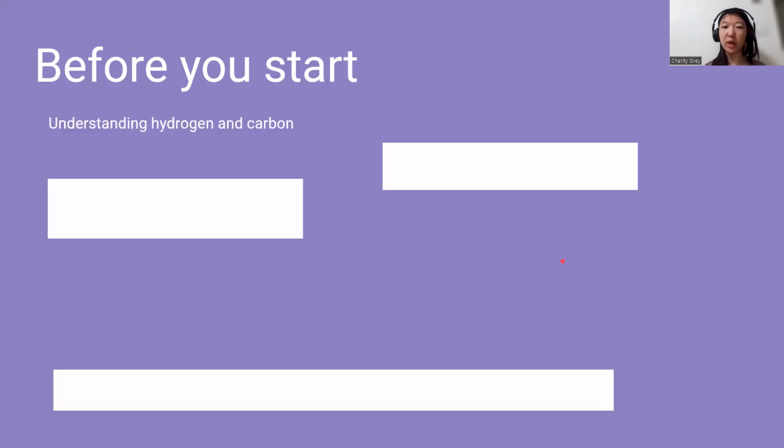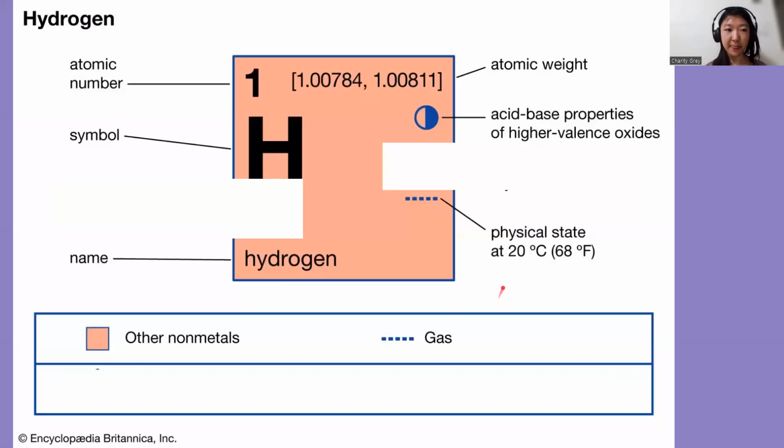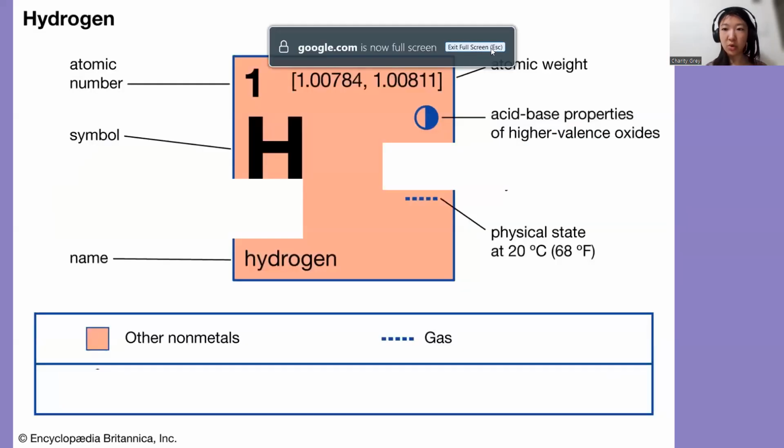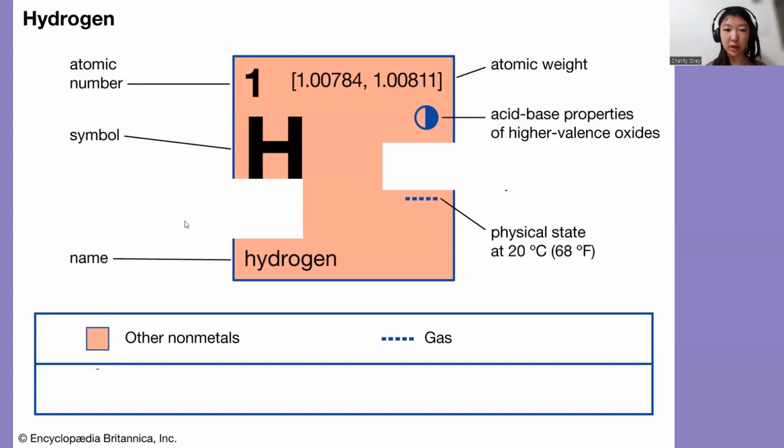So we really want to understand hydrogen and carbon, because hydrogen and carbon in organic chemistry are so important. They are the 2 most important atoms you need in organic chemistry. Let's start with hydrogen. The reason why there are some blanks is because some of these are too advanced, and I don't want you guys to be confused or think that you have to know this.